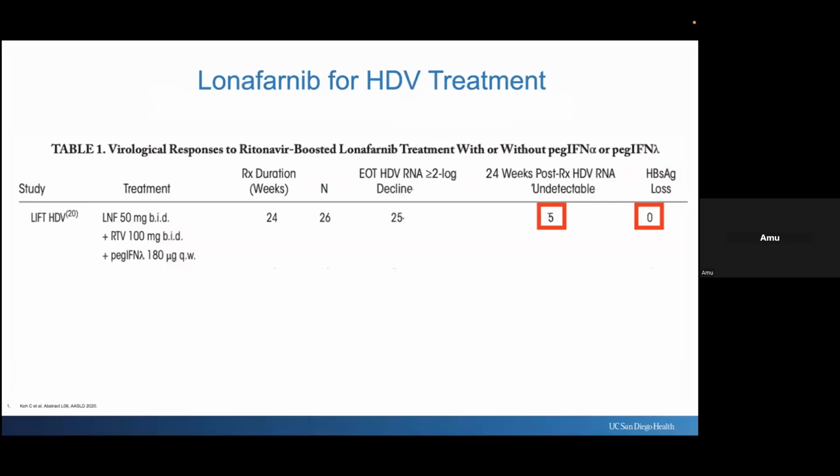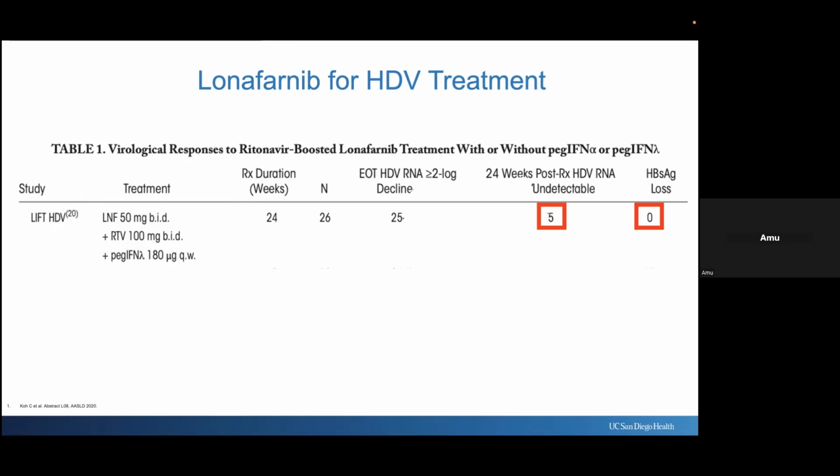In the LIFT HDV study, lonafarnib and ritonavir were combined with pegylated interferon lambda, which has fewer side effects than interferon alpha, for 24 weeks. And serum DNA was undetectable at end of therapy in 11 of 26 patients. However, only 5 of 22 remained undetectable and had improved histology 6 months after the end of therapy. None of the patients lost hepatitis B surface antigen. And side effects, especially gastrointestinal, were prominent and led to treatment discontinuation in 4 patients.